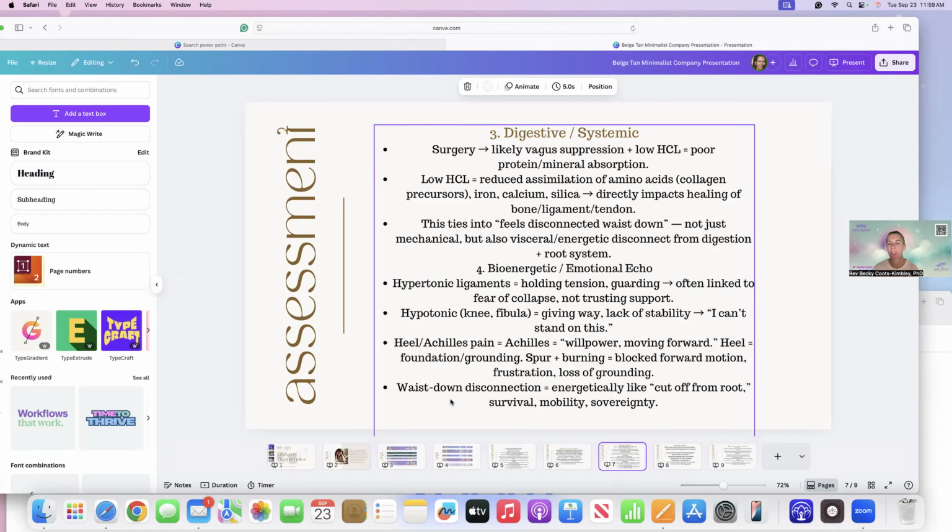The waist down connection is energetically feeling cut off from the root. And our root chakra is going to be where our stability is, money, finances, survival.